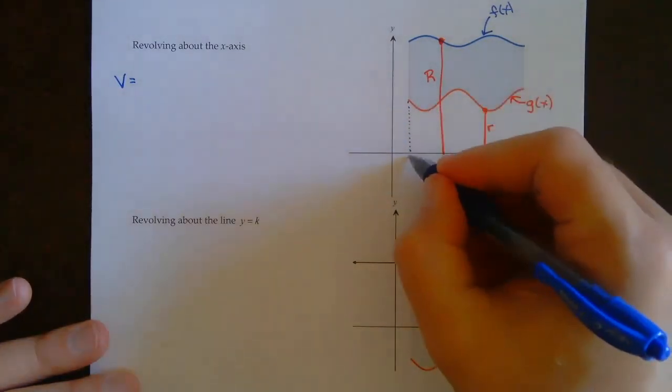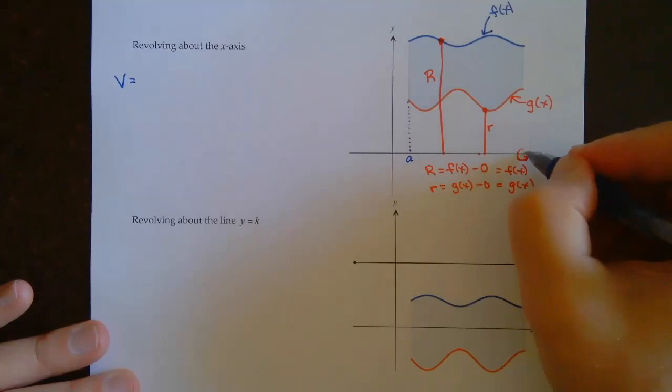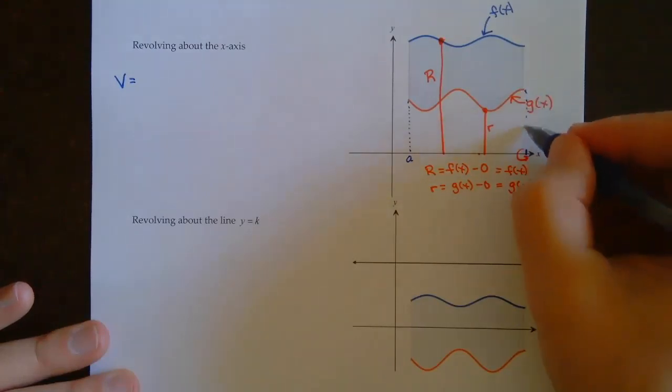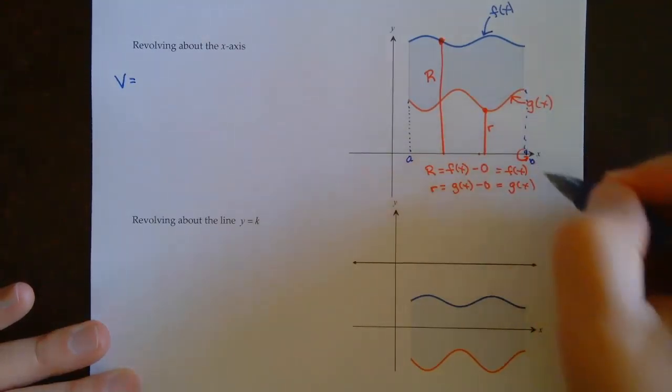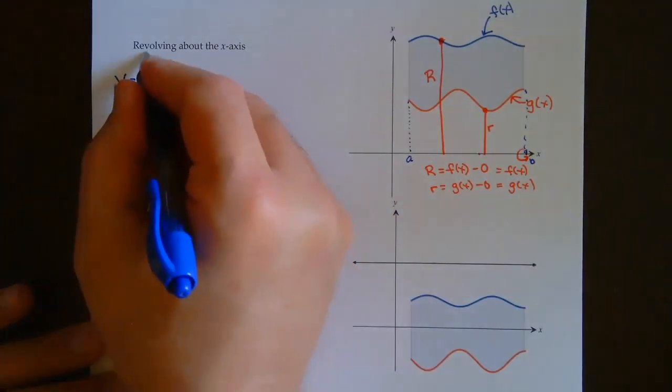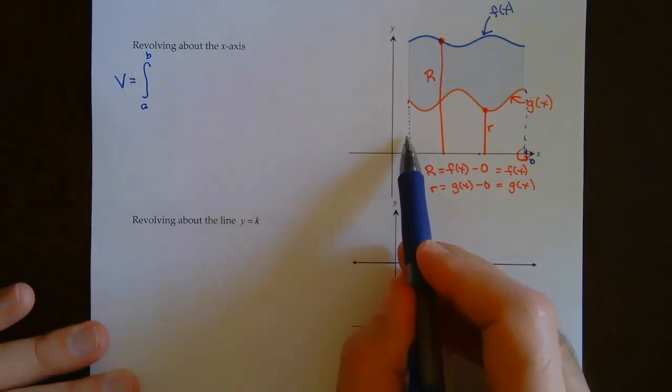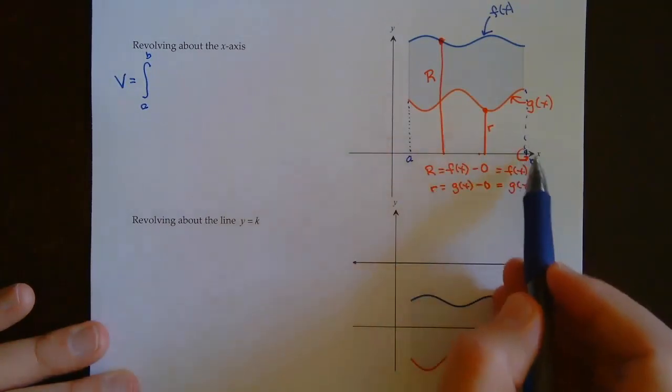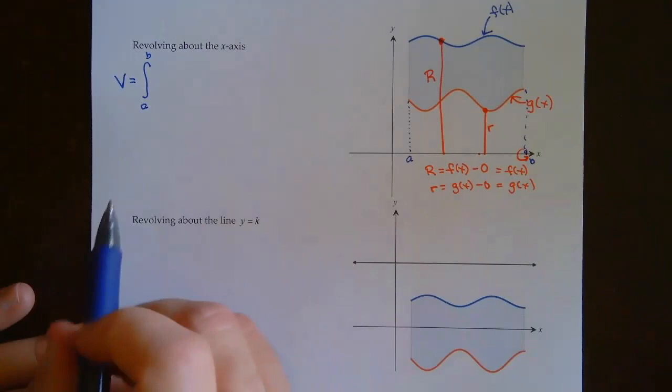That's where I'm going to start creating them, and I'm going to stop creating them right here, and I forgot to draw that in, okay? And this would be B. Okay, so we're going to integrate from A to B. That's when we want to start collecting them, right? And we're going to stop collecting here at this B value, okay?